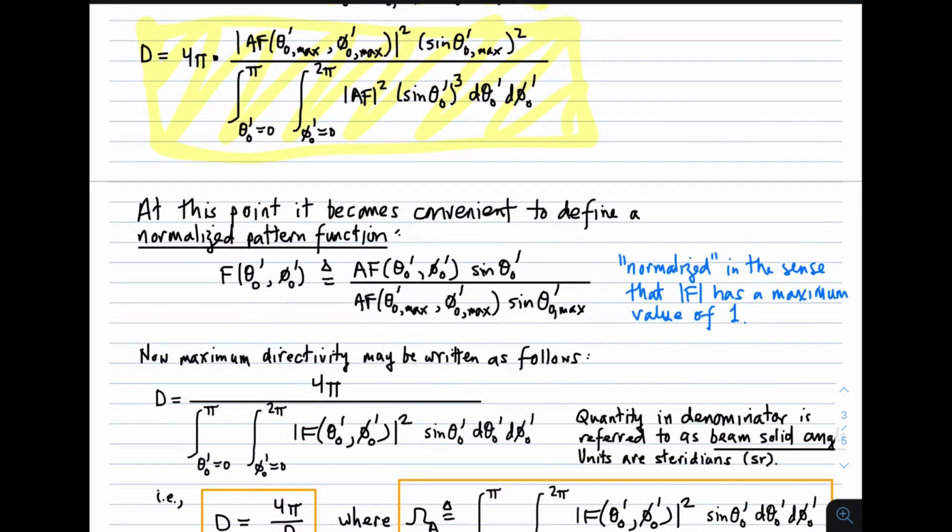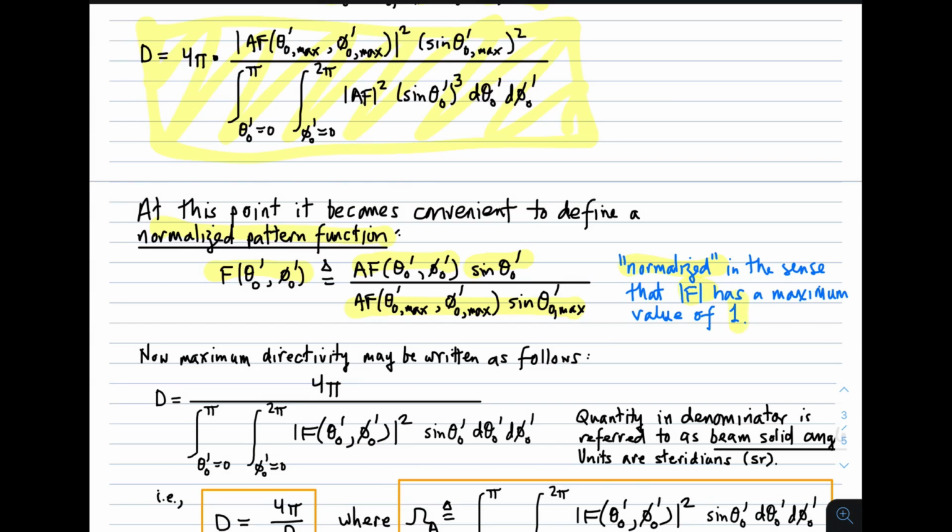At this point, it becomes convenient to define a thing that we're going to call the normalized pattern function, f(θ₀', φ₀'). The normalized pattern function we are going to define to be the array factor times sin θ₀', divided by the numerator again, but evaluated in whatever direction the directivity is maximum. So this is normalized. We call it the normalized pattern function.